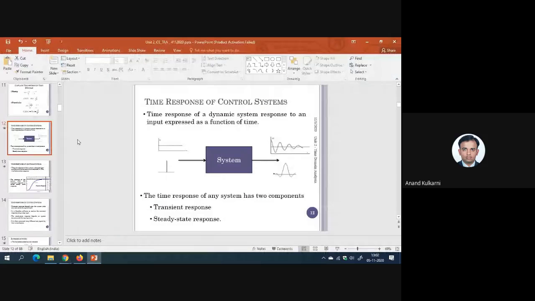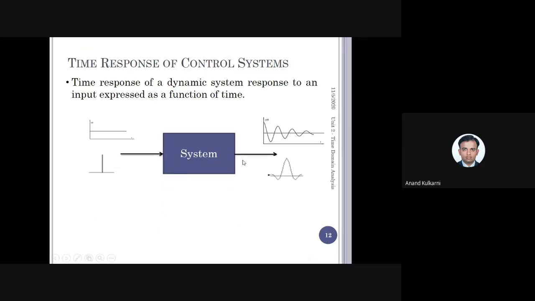Okay. This is the previous class where we have left. So this is the input, which is one of the standard test signals. Like here, either it is a step or an impulse, whatever is your requirement, and the output is something like this. Now this is the input, this is the output. How to plot this output, that we are going to study here.